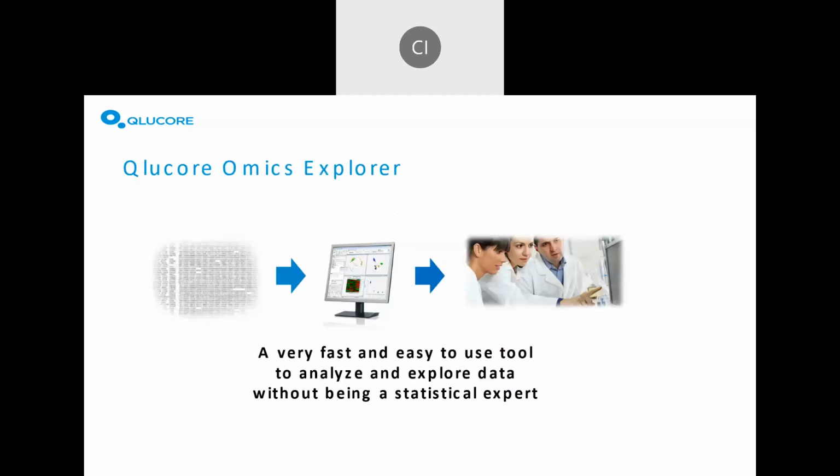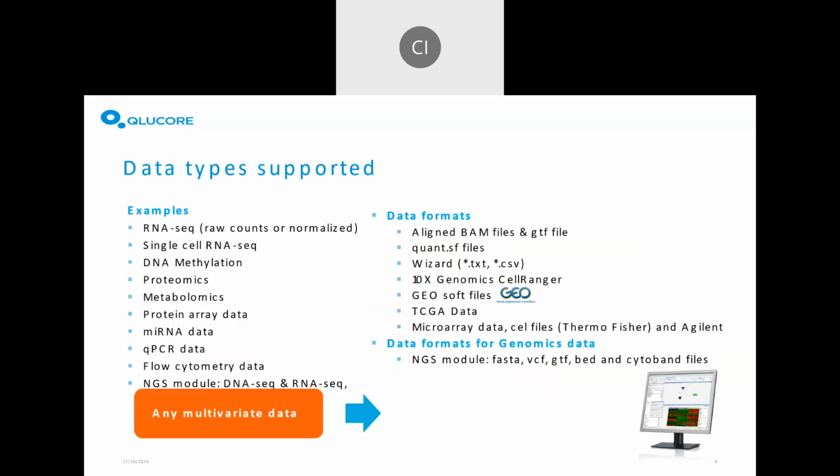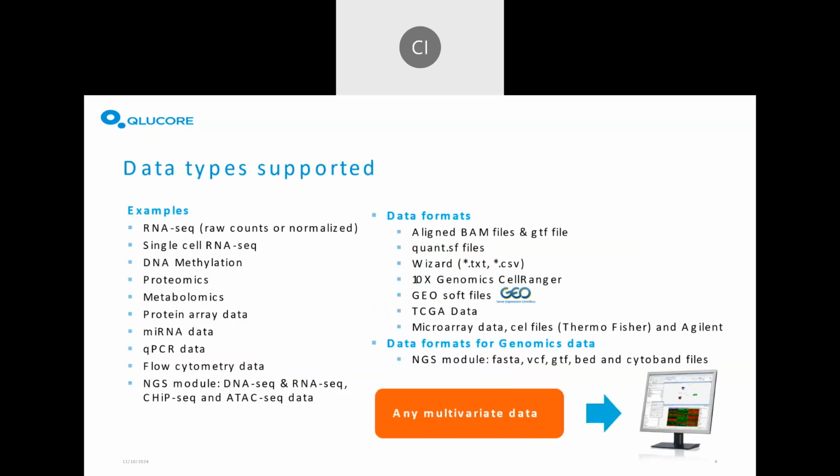And as you know, Qlucore Omics Explorer is a fast and easy to use tool to analyze and explore data. You don't have to be a statistical expert. Today we're going to focus on RNA sequence data. And it could be both raw count data that you have or normalized data. And as you can see on this presentation here, you can work with many other types of data like single cell data, methylation data, proteomics data, etc.